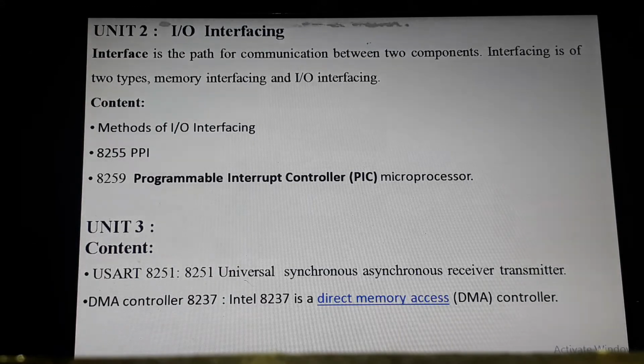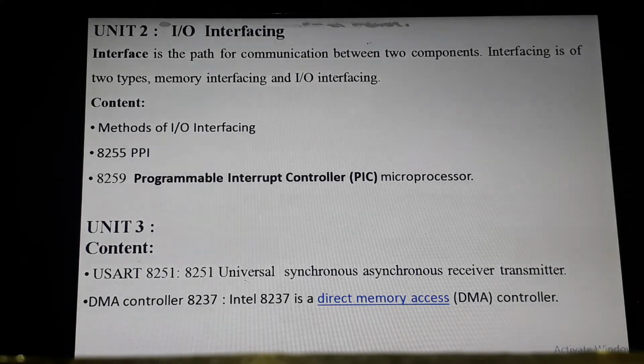An interface is the path of communication between two devices. Interfacing is of two types, memory interfacing and IO interfacing. But in this unit we are studying only IO interfacing, the methods of IO interfacing. Then we are studying two peripherals, the 8255 PPI and the 8259 PIC. These two we are studying in the second unit.